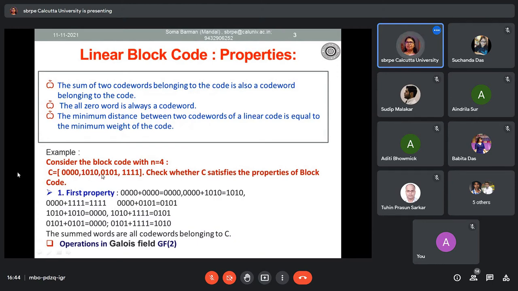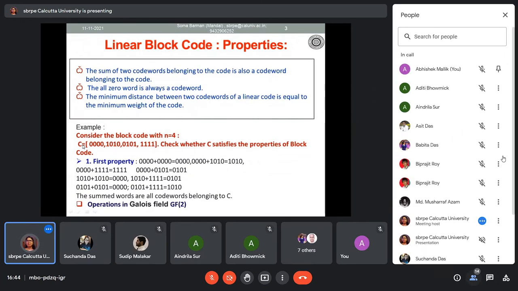So you don't know how many redundant bits are added here. This is already mentioned: the length is 4. So that's why the generated code words are each of length 4. Now this code, can I say this code is a linear block code or not? So you have to check these 3 properties.